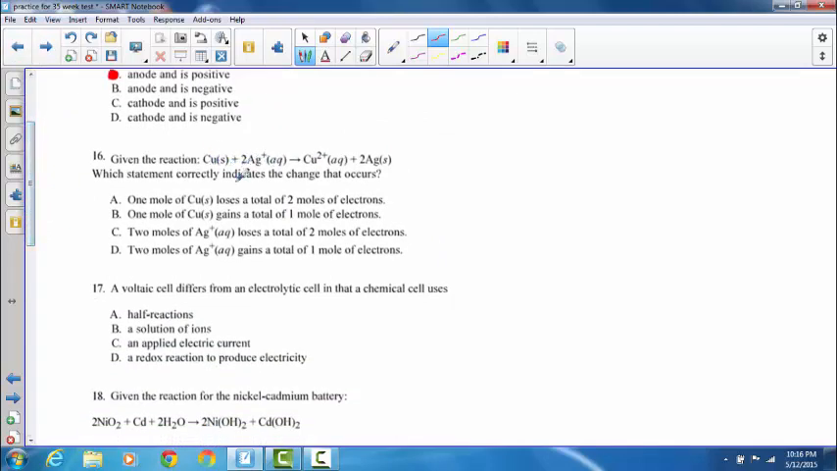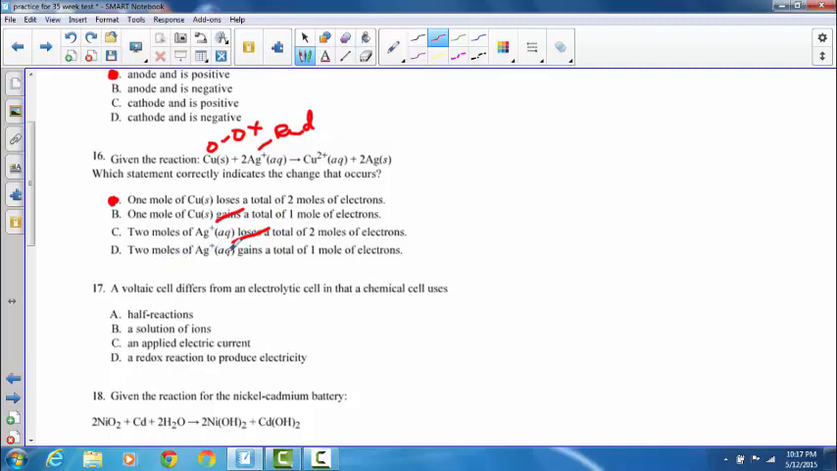Given the reaction, which describes the change that occurs? So I look at this reaction, I notice that copper is being oxidized and silver is being reduced. So I go to this. 1 mole of Cu loses a total of 2 moles of electrons. That's true. It's going from a 0 to a +2, so it's losing 2 electrons. That is true. 1 mole of Cu gains. Nope, we said it oxidizes. 2 moles of Ag plus loses. Nope, we said that it was gaining.